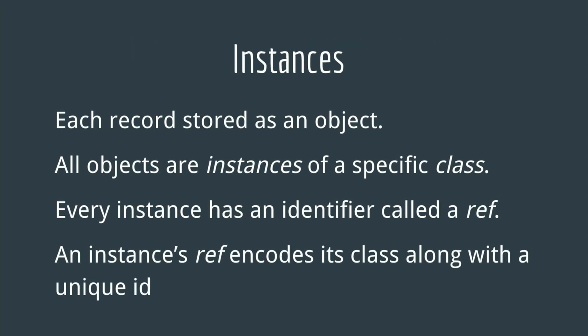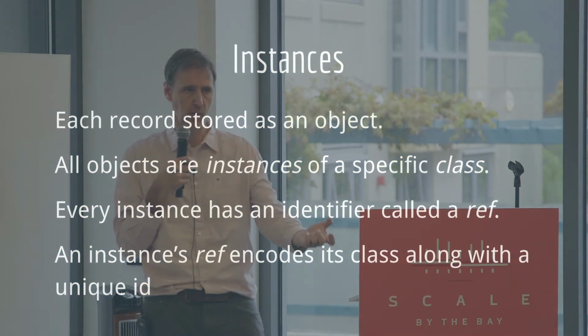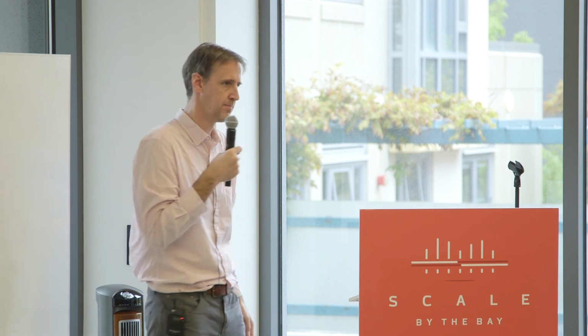Instances. Records are stored in the database as an instance. All objects are instances of a specific class. So the core row-like concept, or like a partition, in Fauna is a class. I create an instance of a class, that gets stored in a database, and I get a ref back from that class. That reference refers to that unique instance of that class.